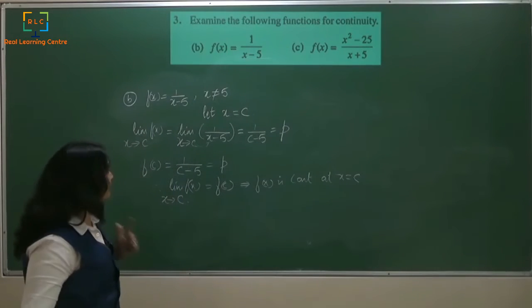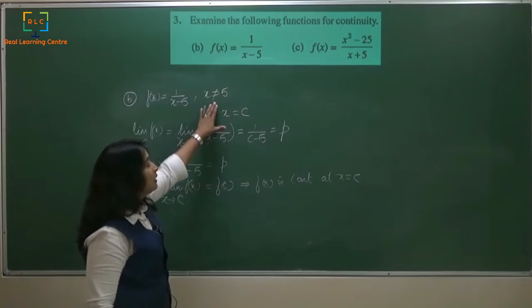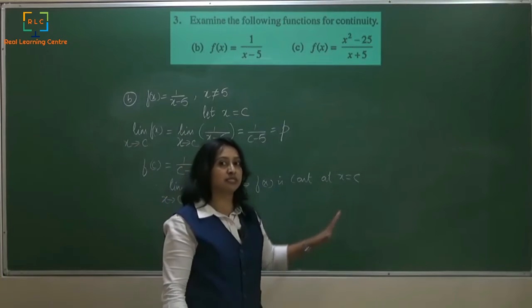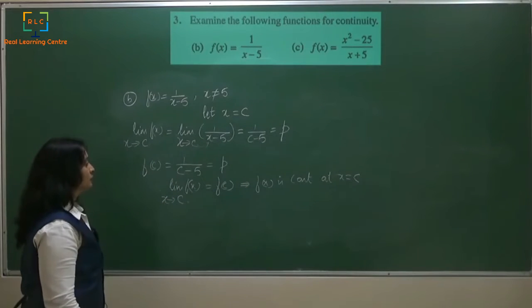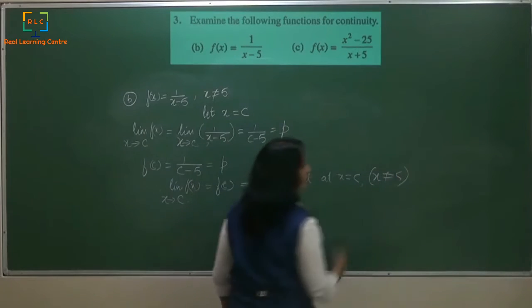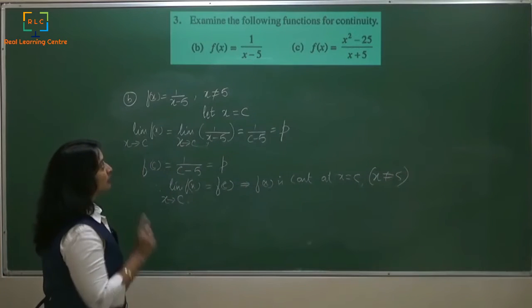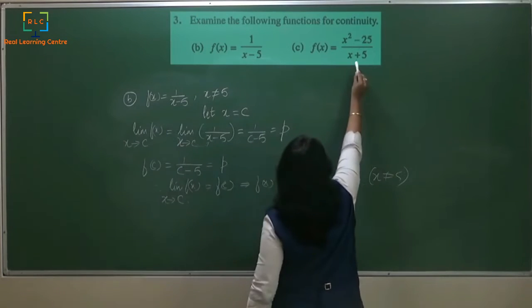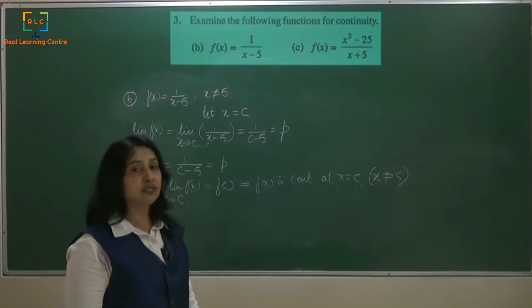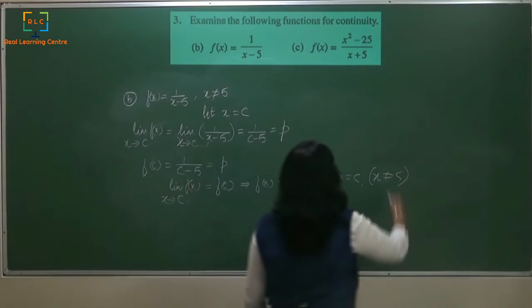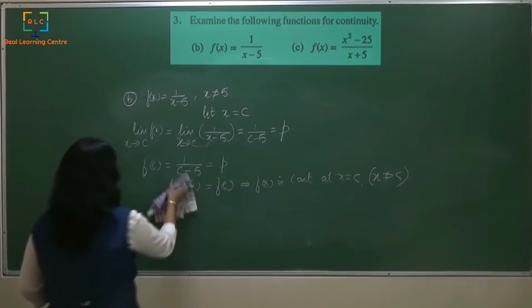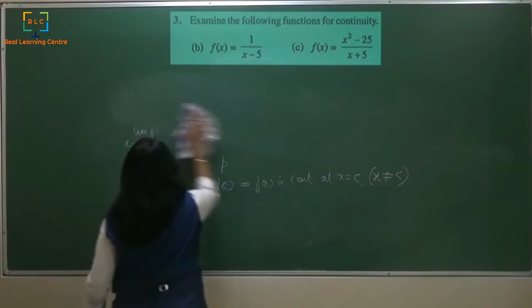We had mentioned that. But now they themselves have given that x is not equal to 5. Therefore, this function is continuous at x equal to any number c other than 5. So it's continuous at x equal to any number c, x not equal to 5. Similarly, when I go to question number C, here you have x plus 5 f of x, and for this also they would have given a condition that x is not equal to minus 5. See, for this question also they have given it. So now I'll get into the next question.